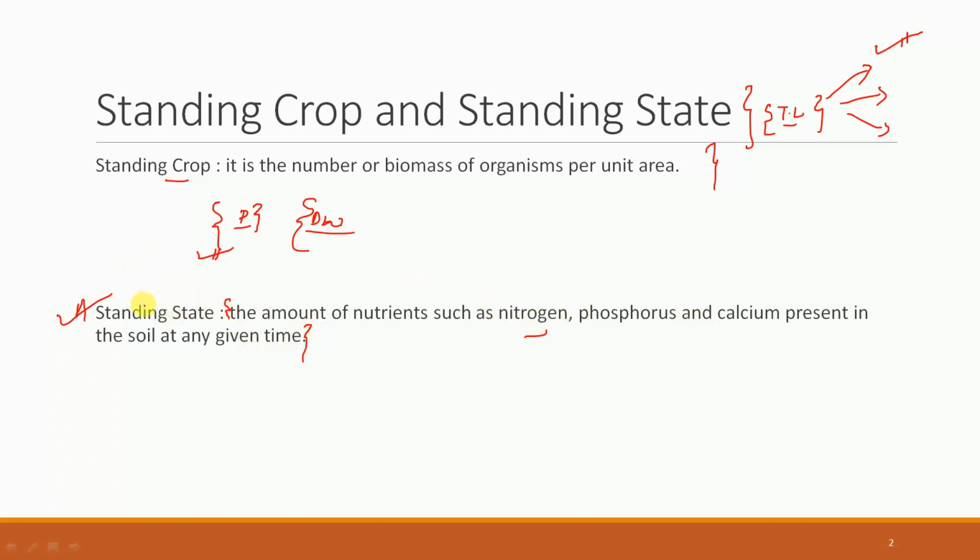Another thing that you should know is that standing state as well as standing crop are always different for different communities. So this is another important concept. The difference between standing crop and standing state, and these definitions, are what you should know. Questions on this you can definitely expect.